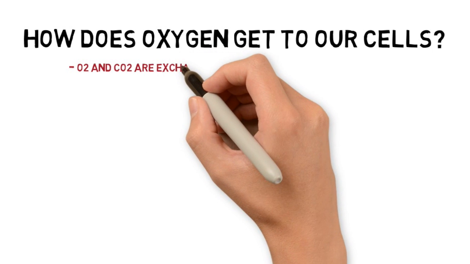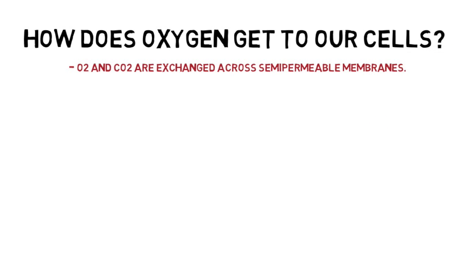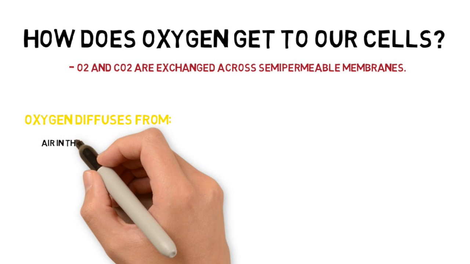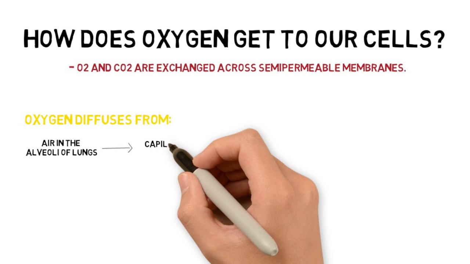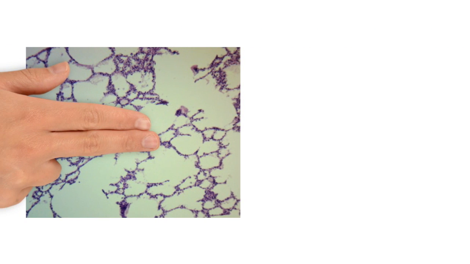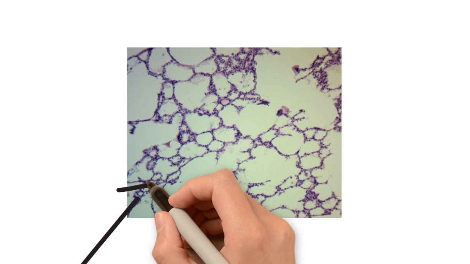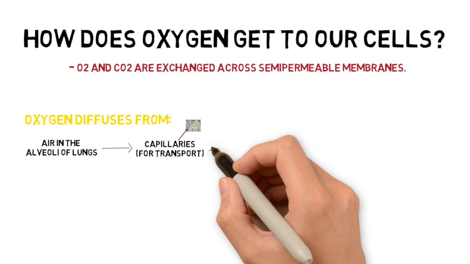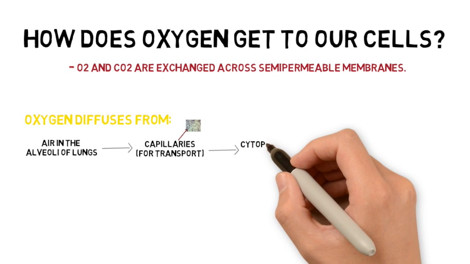Oxygen and carbon dioxide are exchanged across semi-permeable membranes. Oxygen diffuses from the air in the alveoli of the lungs to the capillaries in the lungs. This is a photo of capillaries that I took under the microscope. Capillaries are blood vessels with thin walls that allow for the exchange of gases. The oxygen then travels from the capillaries to the cytoplasm of the body cells.